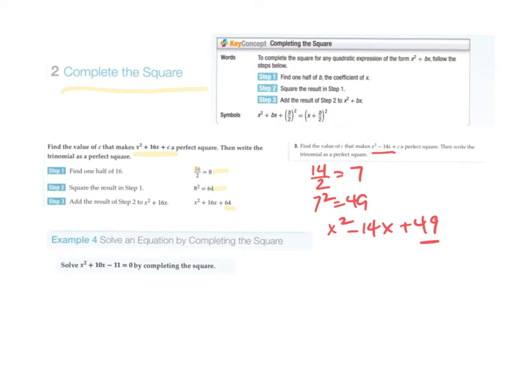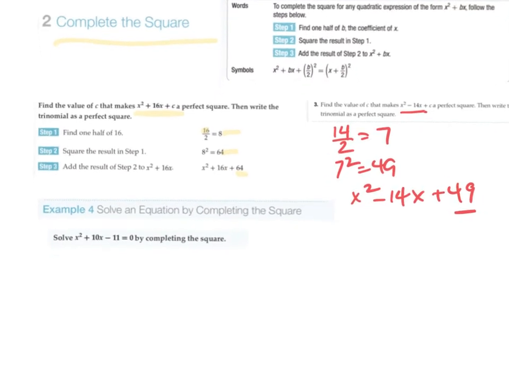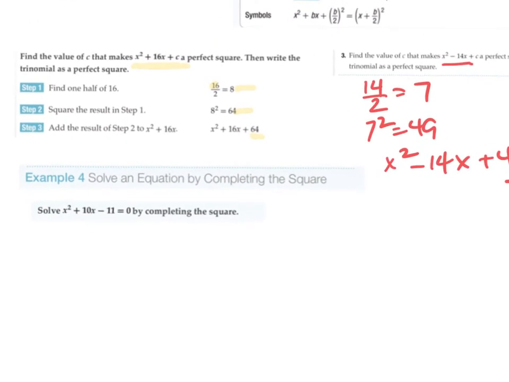So let's use this to solve an equation. If we have an equation where we don't have a perfect square, 11 is not a perfect square, I can move the 11 over, and create an equation x squared plus 10x. And I'm going to leave a blank, equals, and when I move it over, it becomes a positive 11. I'm going to complete the square now.